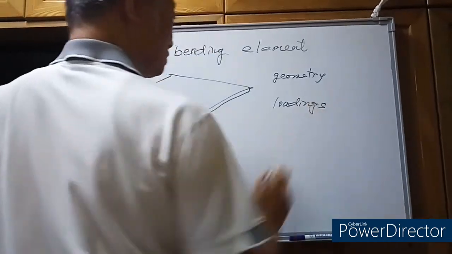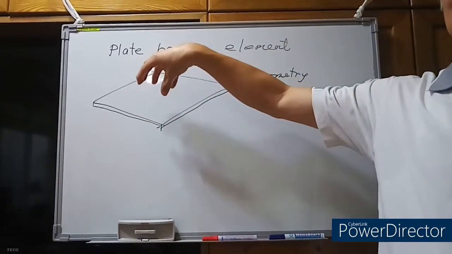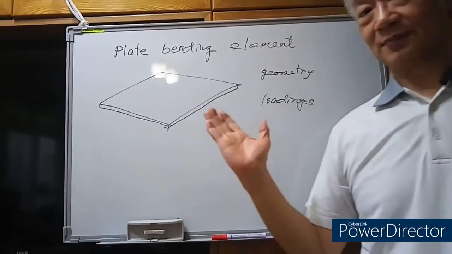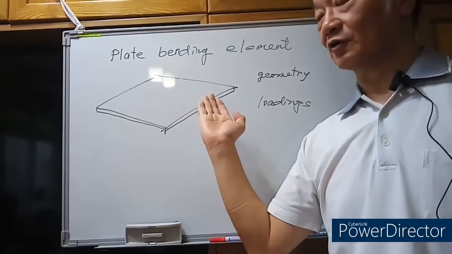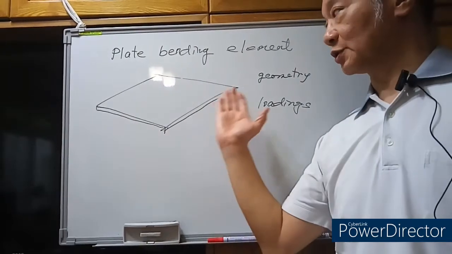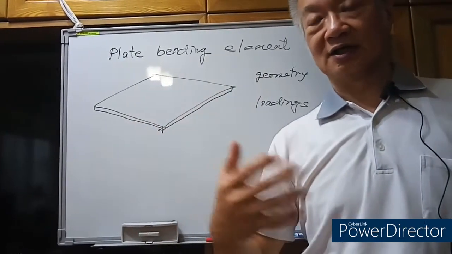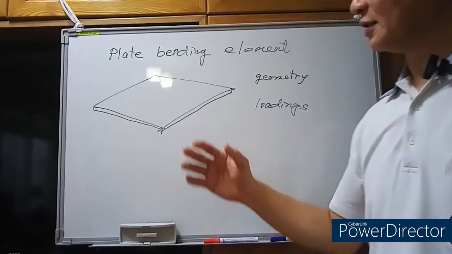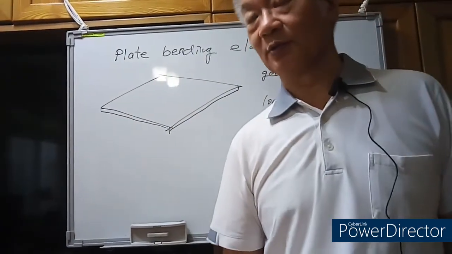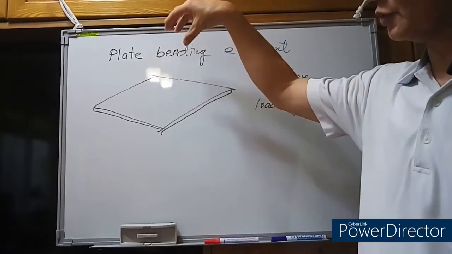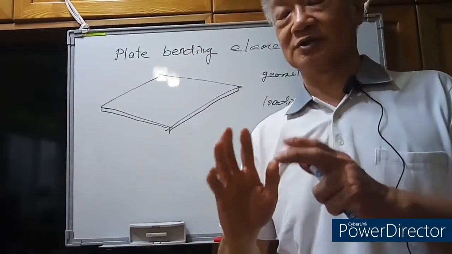The loadings considered for the plate bending element are always perpendicular to the plate. Okay, compared to the plane stress problems. The plane stress problems are also created for a thin plate, but for the plane stress problems, the loadings are always on the same plane. But if we say it is a plate bending problem, the geometry is similar, it is for a thin plate, but the applied loading must be perpendicular to the plate. Okay, so that's the difference between these two models.